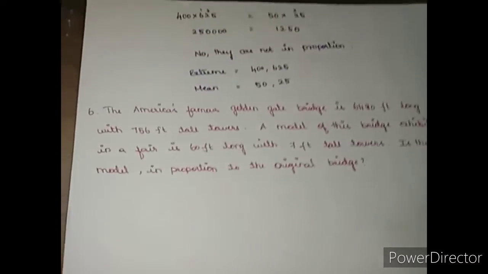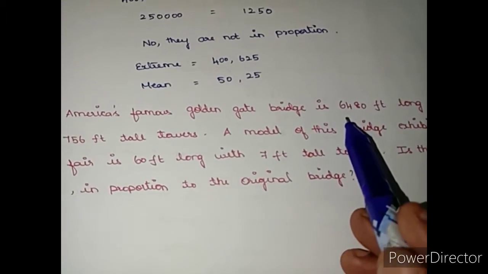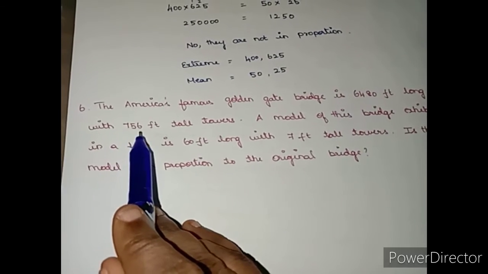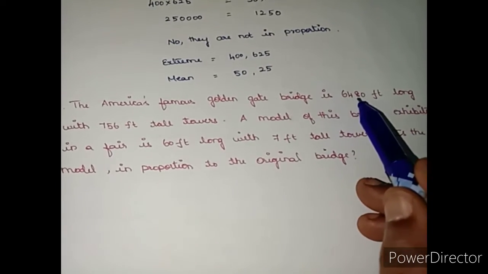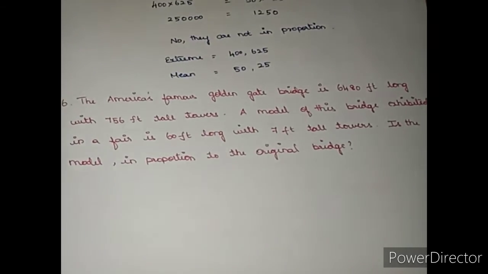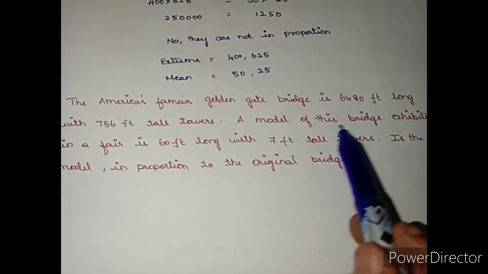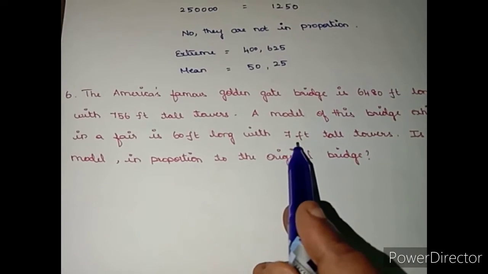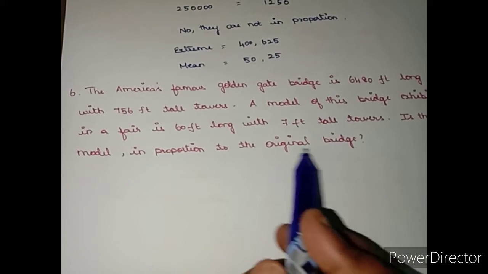See the next question. America's famous Golden Gate Bridge is 6,480 feet long with 756 feet tall towers. So the length of it is 6,480 feet and the height of it is 756 feet. A model of this bridge exhibited in a fair is 60 feet long with 7 feet tall. Is the model in proportion to the original?